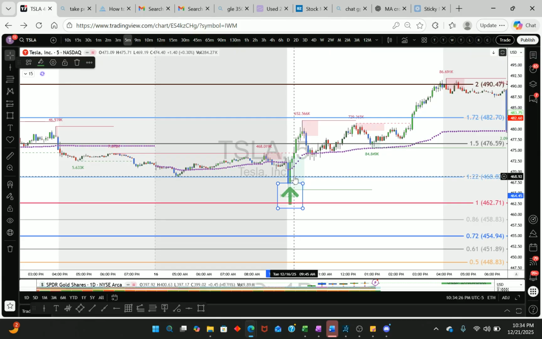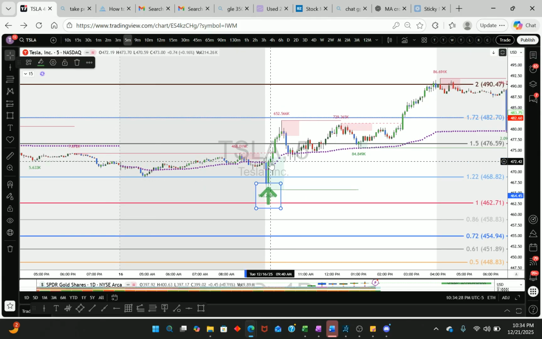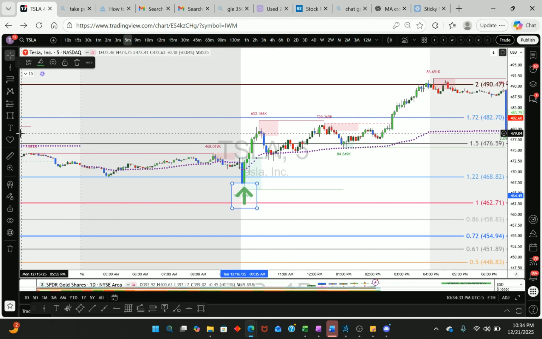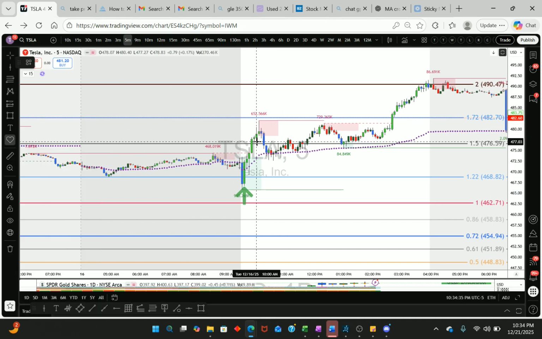What is it going to do at the 1.22 level? Be patient. Get in right here above the VWAP. Come all the way up. Remember, this could be a take profit level, and you don't have to make a lot. I'm talking about $3 to $5 moves, guys.